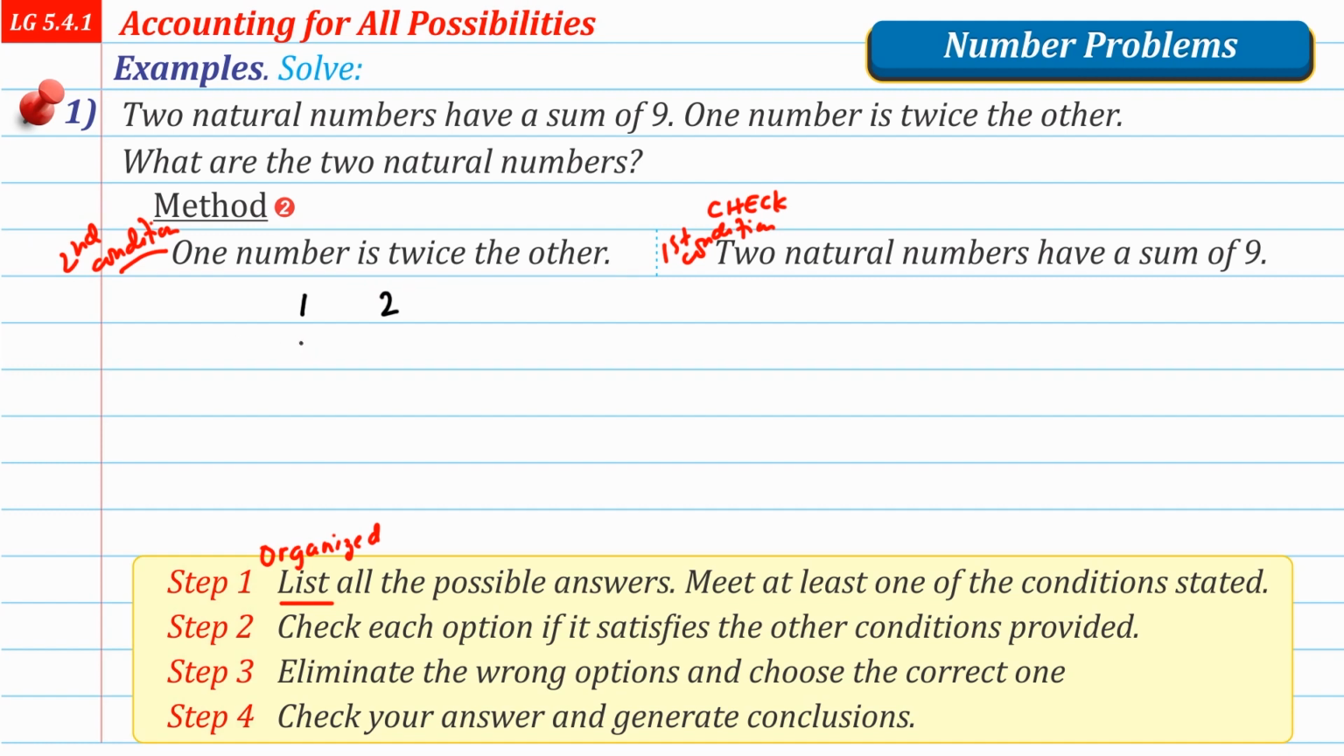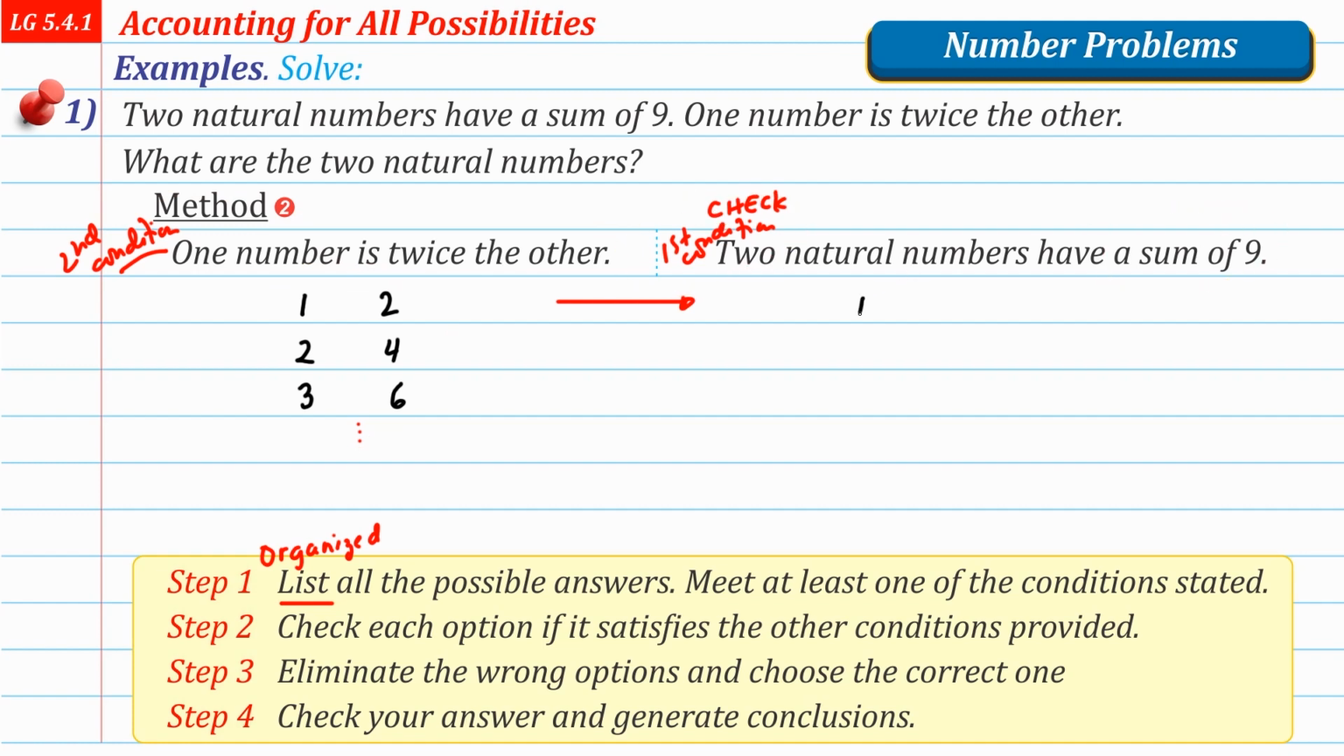Okay, so tuloy-tuloy natin, organized list. Kung 2, ano kaya yung susunod? Anyone? 2 and 4. Very good. And then, 3 and 6. Okay, so yan and so on. Now, check natin yung first condition, kasi definitely, okay na tong second condition natin. Satisfied yan. How about the first condition? Two natural numbers have a sum of 9.